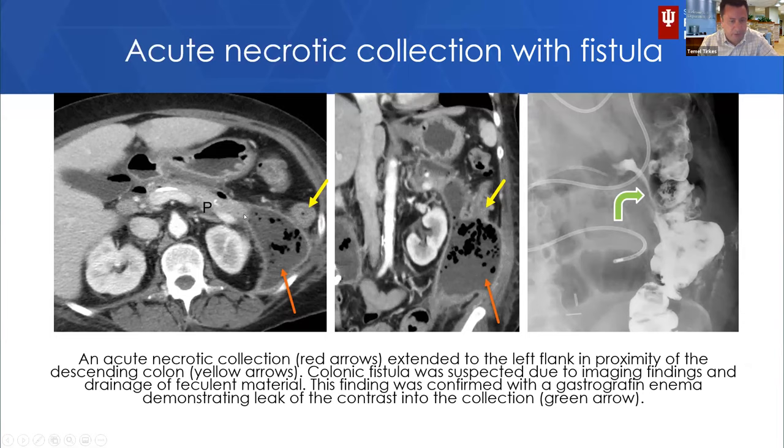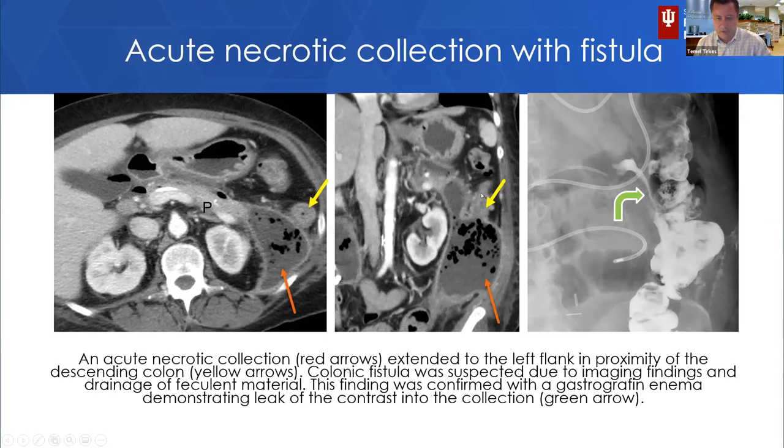So here's a fluid collection. This is the pancreas here. This is the fluid collection, which turns out has air bubbles in it. So whenever you see air bubbles in a peripancreatic collection, you should be suspicious about two things first. One of them is infection. Will there be a superinfection within the collection? Second thing is fistula to the bowel. So you should really look at the axial, coronal, sagittal images, see where these fluid collections are going into.